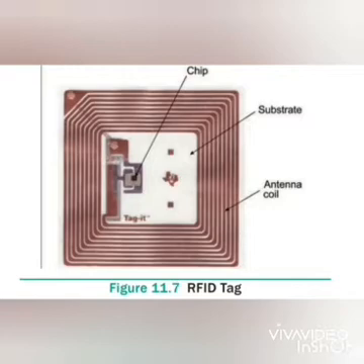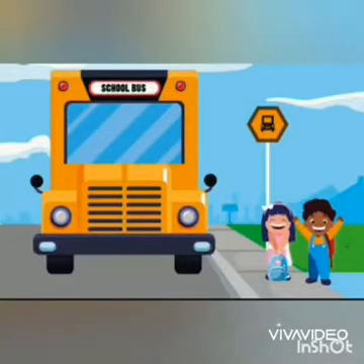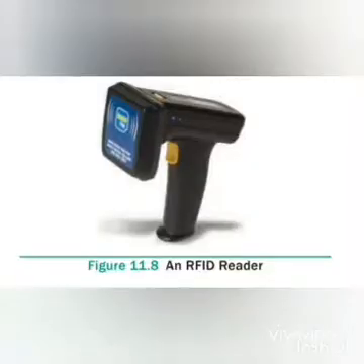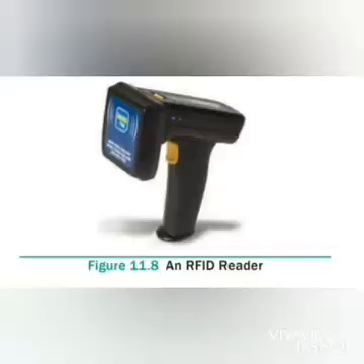The RFID tag will have a chip inside it which can send and receive the signals, and this tag will be placed on any object. It can be anything. For example, let us take it as a bus. This RFID tag can be placed on a bus, and this reader will have a small antenna to send and receive the signals. Let us place this RFID tag on a bus and this reader on a bus stop.